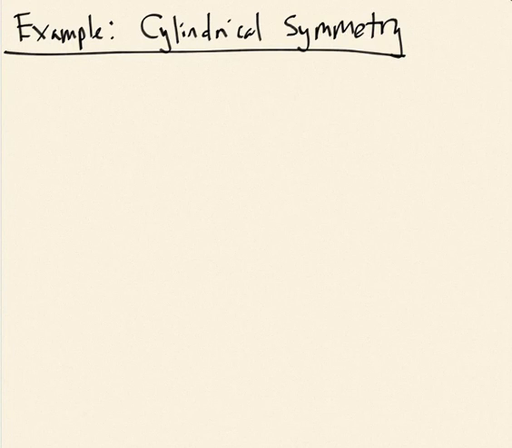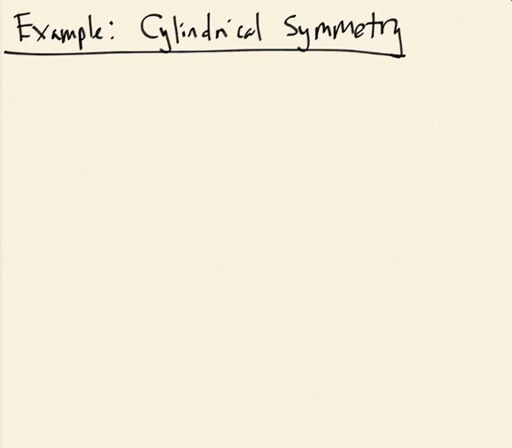Okay, so I want to do a couple of examples in videos for Gauss's law applications. The first one I'll talk about is a case of cylindrical symmetry. So just to remind you, we talked in class about three cases in which I can use Gauss's law to directly solve for electric fields. And those three cases are three cases of symmetry.